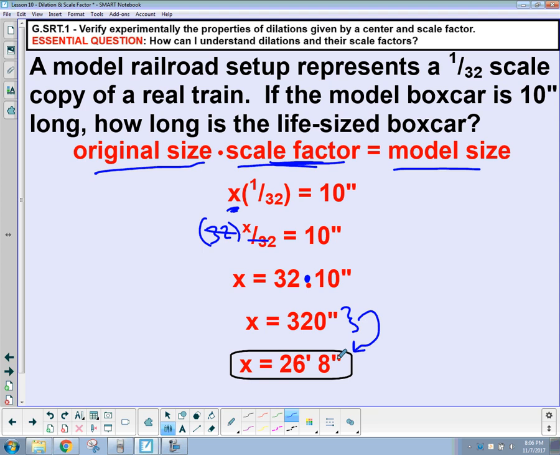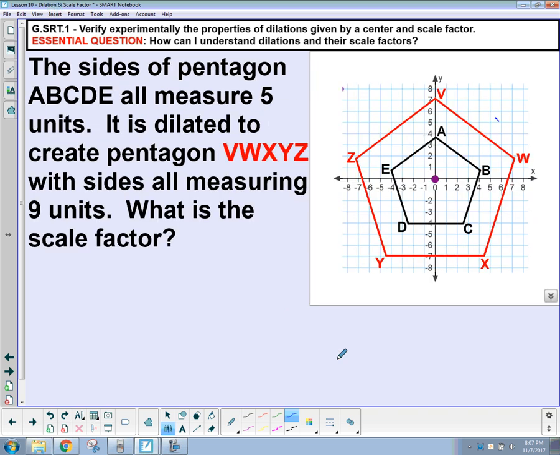Now, let's see. We're just talking about sides of a pentagon. They all measure 5 units. It is dilated to create the new pentagon, VWXYZ, with the sides all measuring 9 units. What is the scale factor? Well, again, your original times the scale factor equals the new image. We're dividing by 5 so we can solve for S, and we get our scale factor.